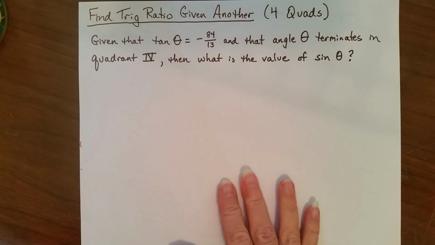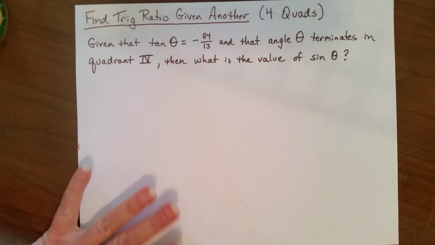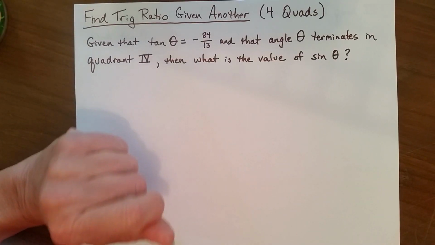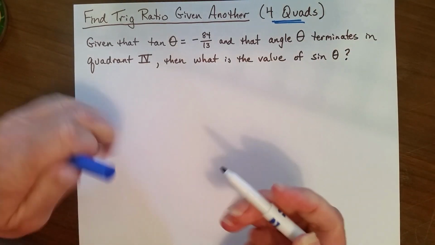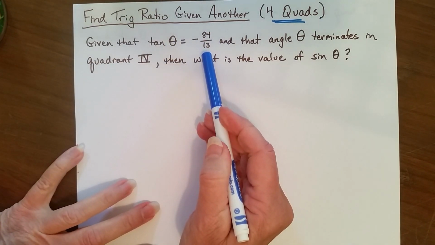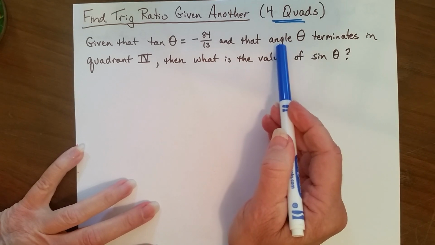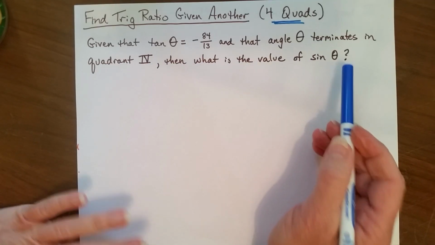What we're going to do is find a trig ratio given another. And we're going to actually do all 4 quadrants. That's why I just pointed that out. We're going to look at all 4 quadrants. So here we go. Given that the tangent of theta is negative 84 over 13 and that angle theta terminates in quadrant 4, then what is the value of the sine?